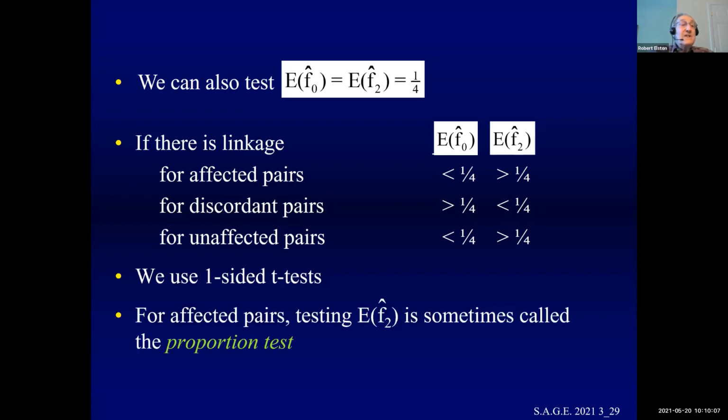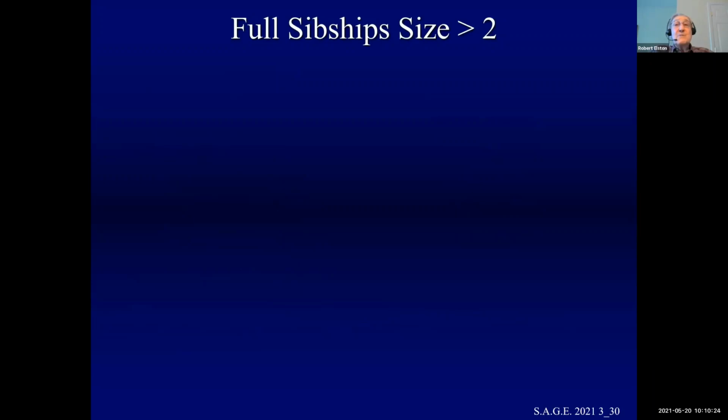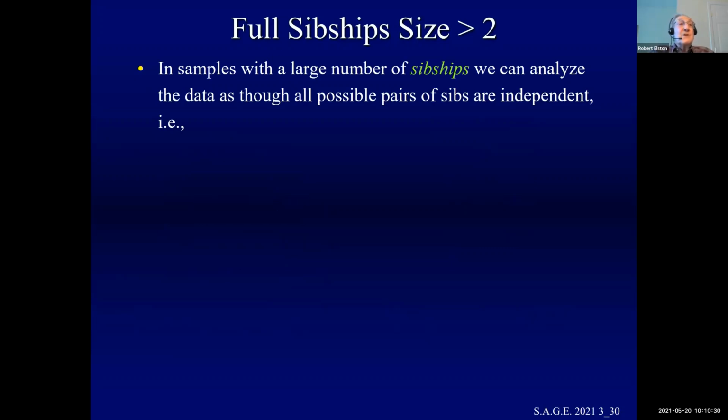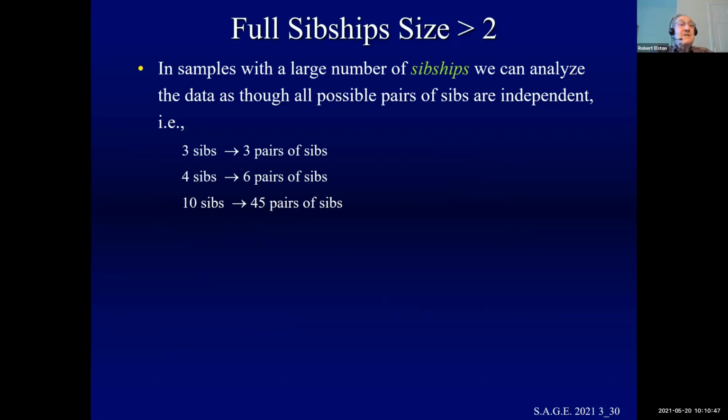For affected pairs, testing this F2 is sometimes called the proportion test. There's a whole literature on it. We do it here just doing one-sided tests, and if the full sibship size is greater than 2, this is the interesting part. So in samples with large numbers of sibships, now we're just talking about sibships, we can analyze the data as though all pairs of sibs are independent. In other words, if we have 3 sibs, there are 3 sib pairs.